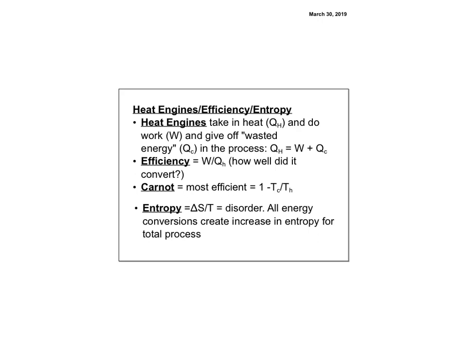Heat engines, efficiency and entropy. So heat engines take in heat as QH, and then they do work, and they give off wasted energy. We talked about that already. In the process, QH equals W plus QC. So this one we didn't have on that first page, but that's a good one to remember as you're trying to calculate things. All right, we already said that the efficiency was work over QH, and the most efficient was 1 minus TC over TH. We didn't mention anything about entropy, but it's delta S equals Q over T.